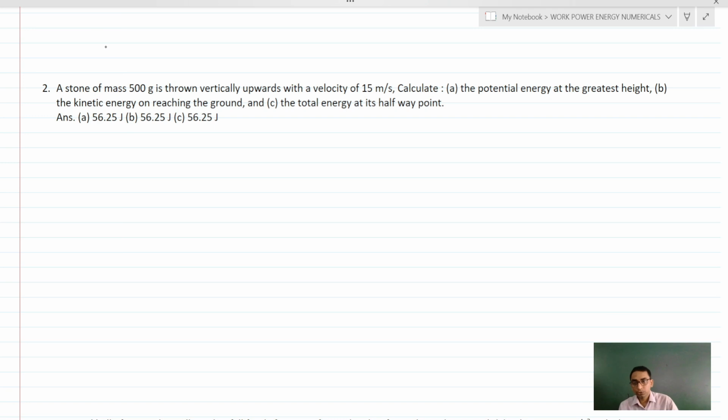Question number 2: a stone of mass 500 grams. So the mass of the ball is half kg. Please note we are supposed to take all values in SI units, and again it is being thrown upwards with a velocity of 15 meters per second. We are supposed to find the potential energy at the maximum height, the kinetic energy on reaching the ground, and the total energy at its halfway point. So all answers are going to be the same.